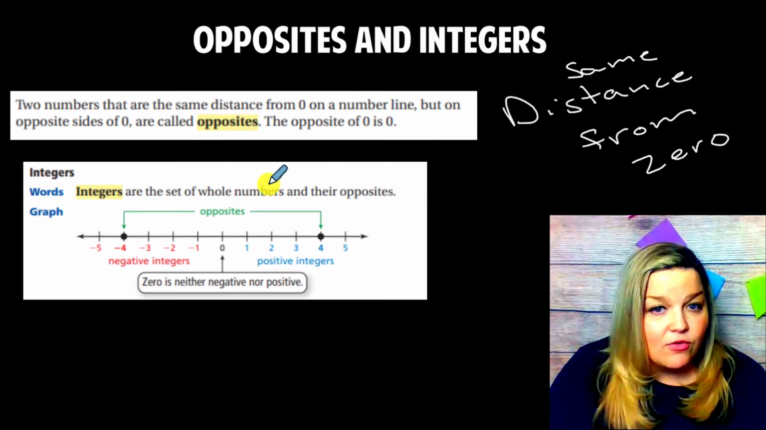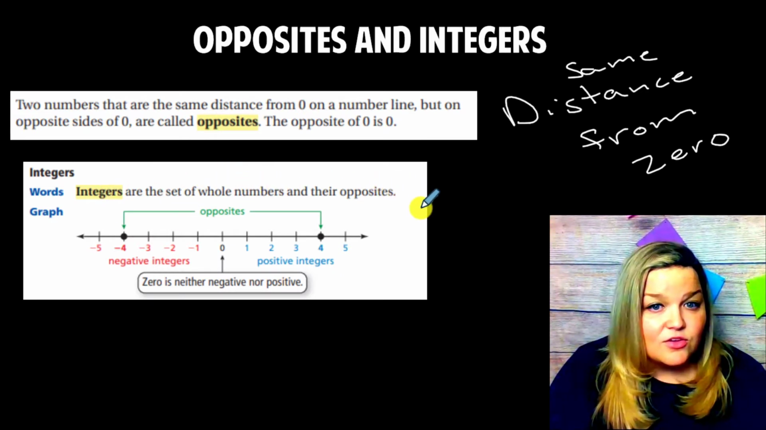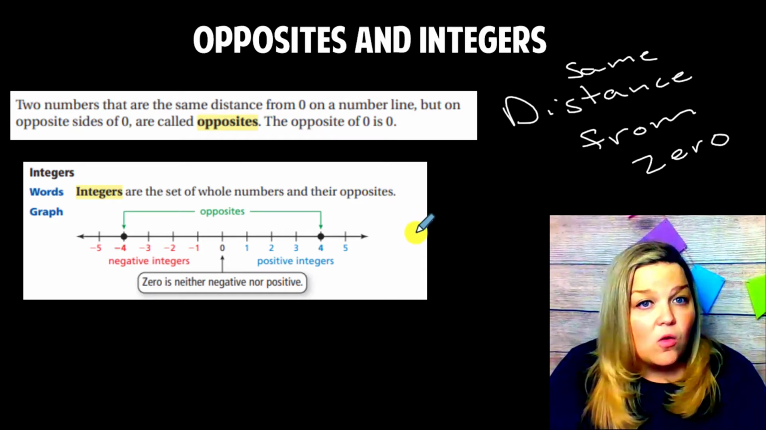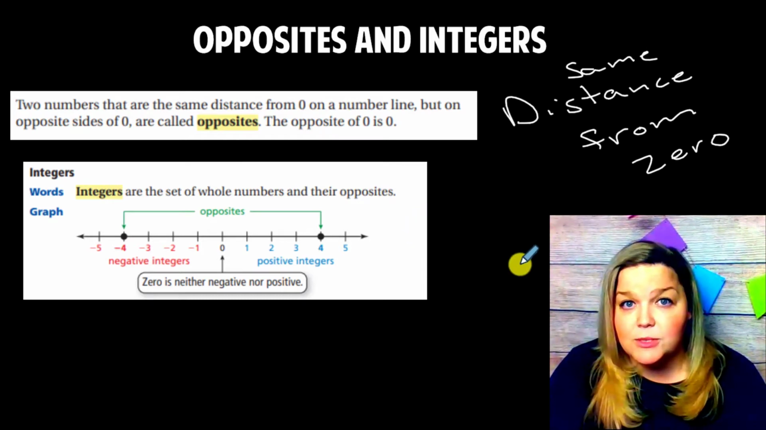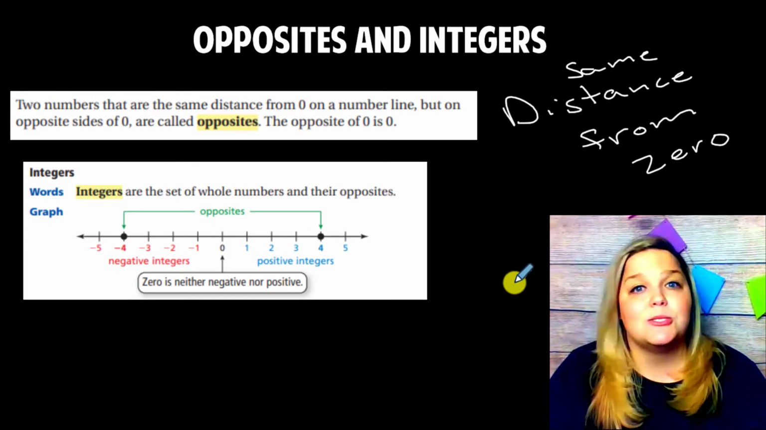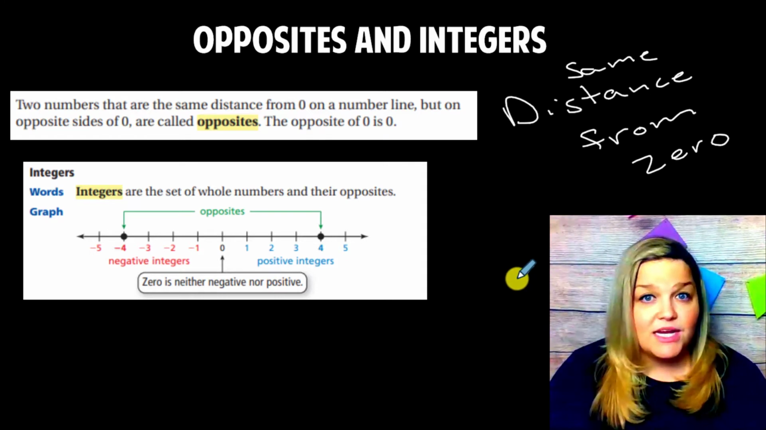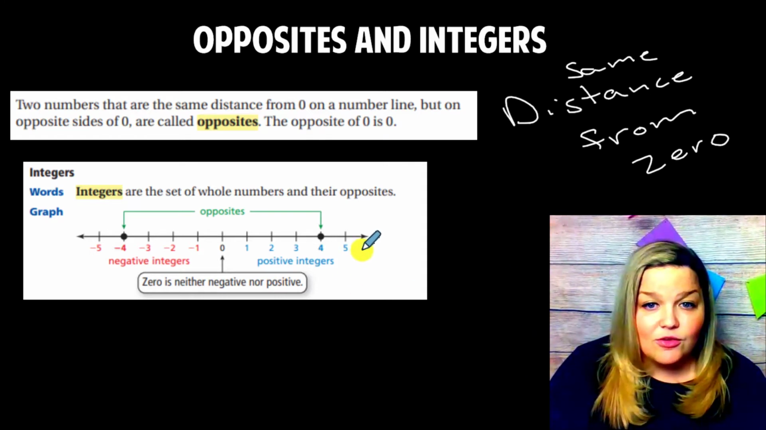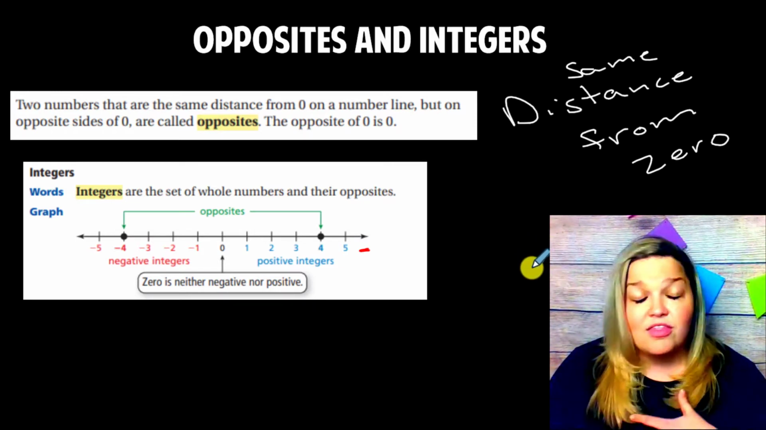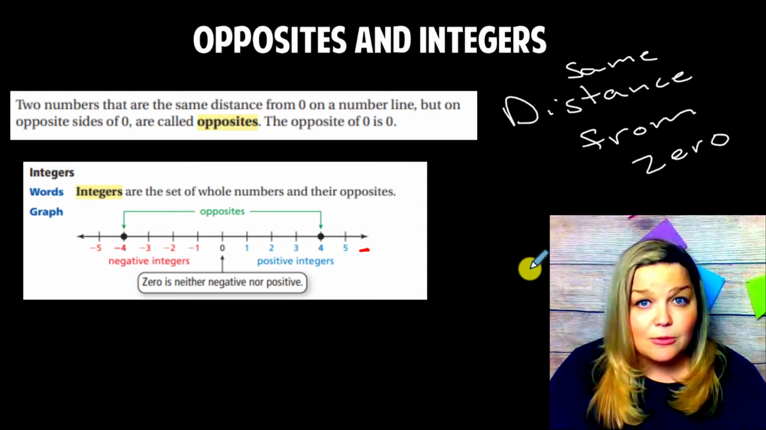Integers are the set of whole numbers and their opposites. So integers include all whole numbers. Now remember, whole numbers are numbers that you would say when you count. When you first started learning how to count, your parents taught you 1, 2, 3, 4, 5. And if you look, you can see this little arrow here. That means that if you continued counting on forever and ever, that would include all the counting numbers.